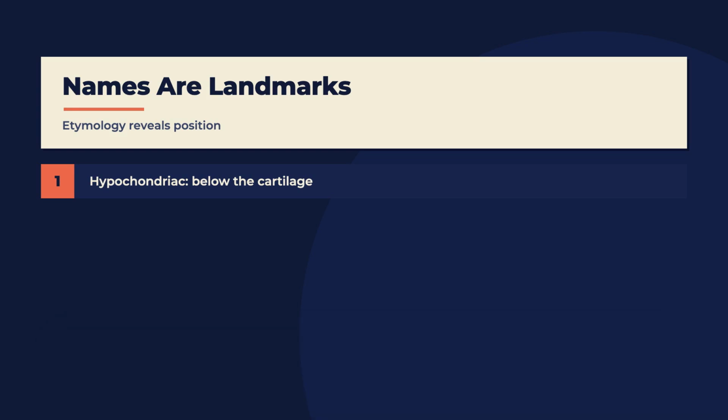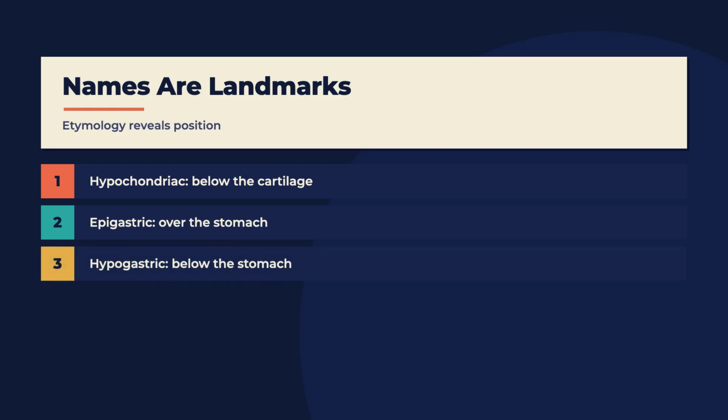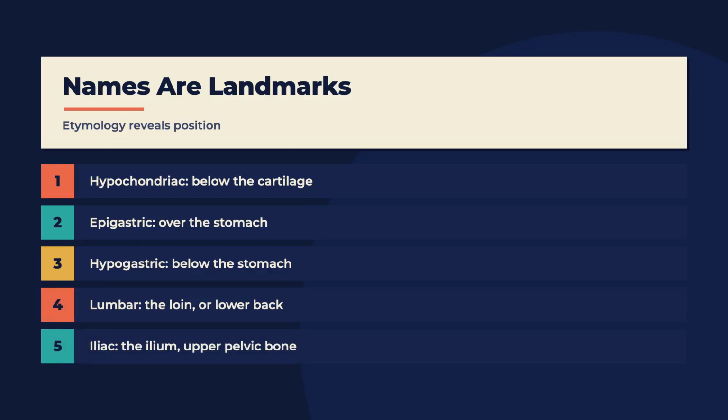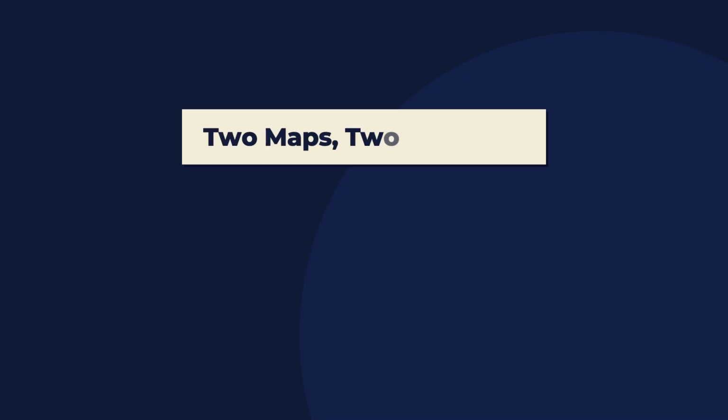Hypochondriac means below the cartilage. Epigastric means over the stomach. Hypogastric means below the stomach. Lumbar refers to the loin, and iliac refers to the ilium. Learn the meaning and the position comes for free.